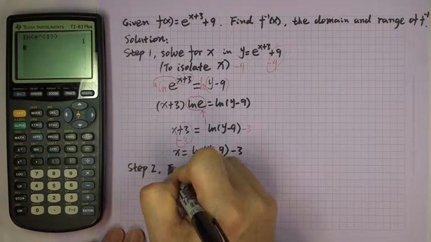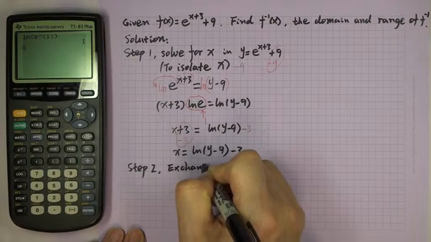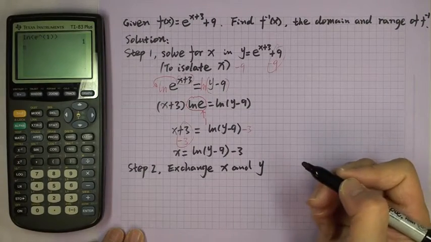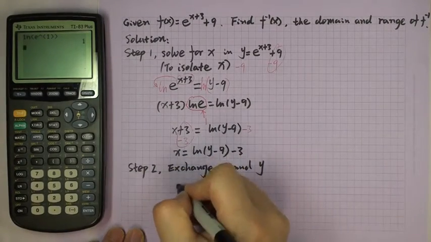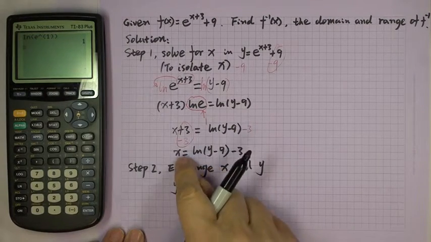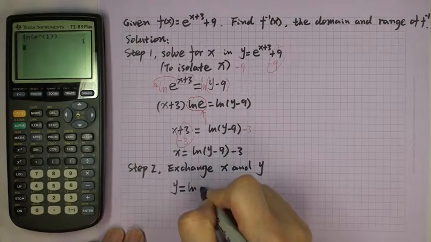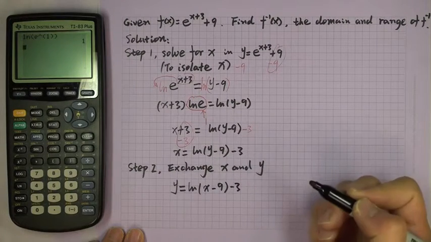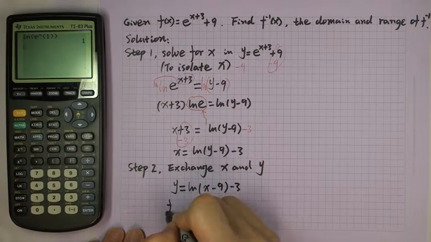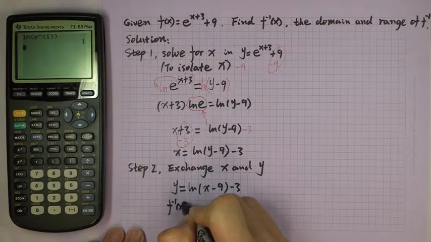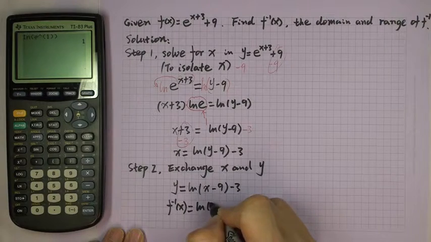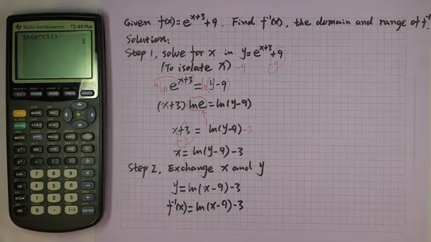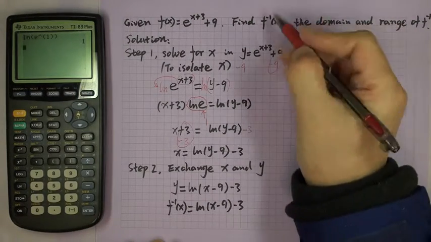Step 2, exchange x and y. So you see y, you write x, you see x, you write y. Or f inverse of x is natural log of x minus 9, minus 3. So you see, you are done with that.